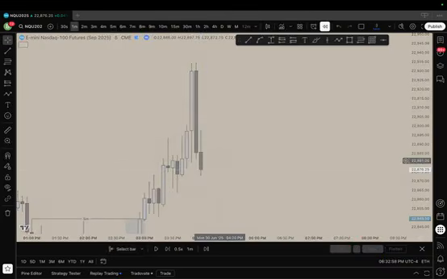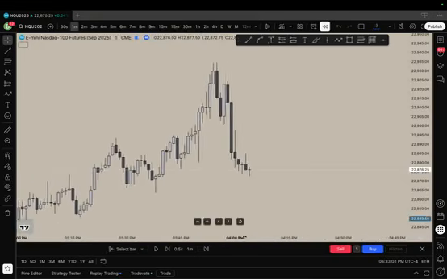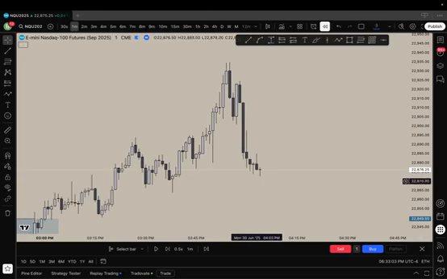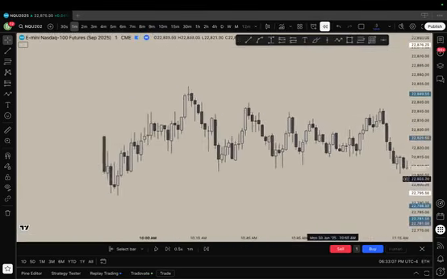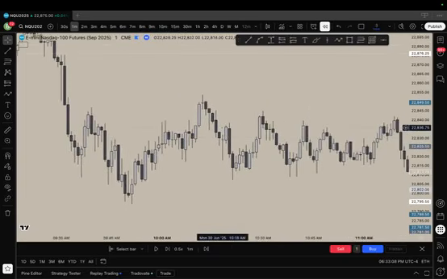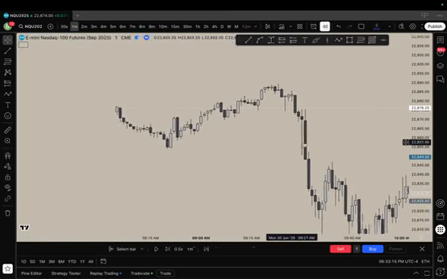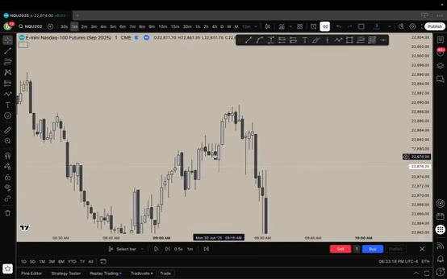I haven't looked at this yet, so I don't know if it's going to be clean. It's not beautiful. We can just do the short from this morning. This is not clean price action. Let's just do this.